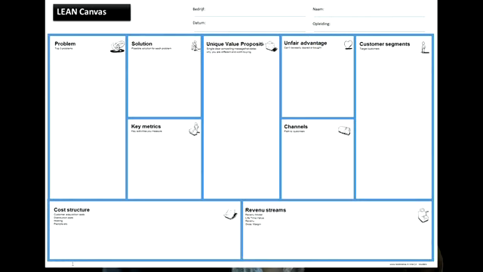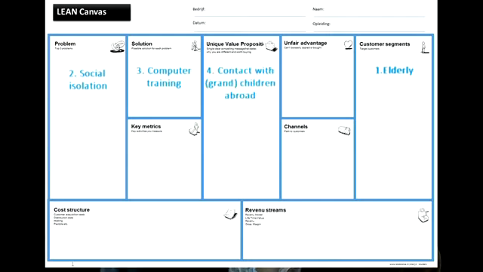The first example starts with customer segments. Starting with customer segments means that there is a need within that segment. In the example, the customer segment is elderly people. The hypothesis is that these people are living in isolation. By training people in using the computer, they are able to connect to others worldwide, specifically when children or grandchildren are living abroad. There is an added value for them to get in contact with their children and grandchildren.